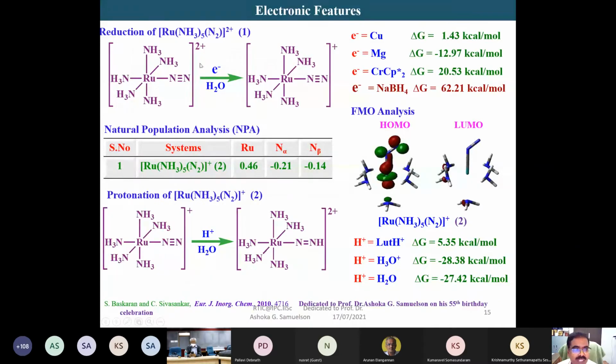Then what we thought was, let us reduce it and see. So we have taken this complex and added an electron to this system to make it +1. That means a ruthenium +1 complex. And now you can see the electronic structure here.